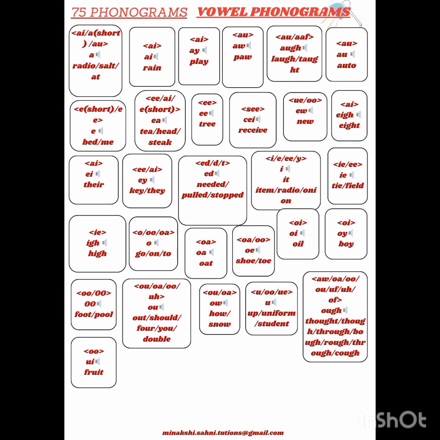The next one is IE. IE makes a long sound of I, which we have learned in the previous video of sounds. And also IE makes a long E sound as in field. The next one is IGH. IGH making a long I sound as in high, like light. Here in light also IGH is making a long I sound.